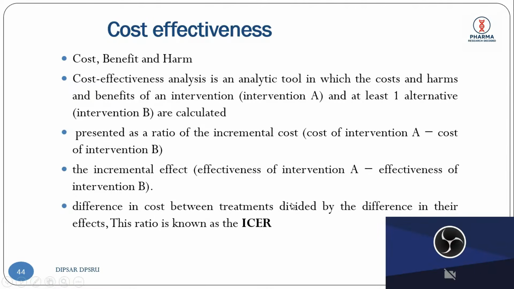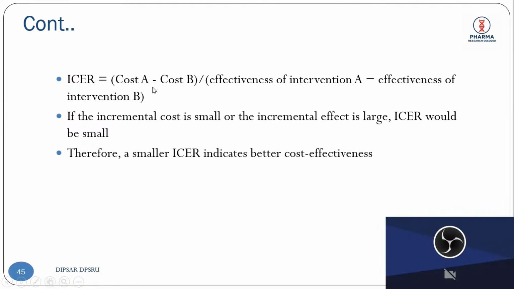The difference in the cost between the treatments divided by the difference in their effect is called ICER. So what is ICER? ICER is the incremental cost effectiveness ratio. When we talk about cost effectiveness, we talk about ICER. The formula for ICER is the cost of medicine A minus the cost of medicine B, divided by the effectiveness of intervention A minus the effectiveness of intervention B. That is ICER, the incremental cost effectiveness ratio, and we calculate it in the cost effectiveness analysis.